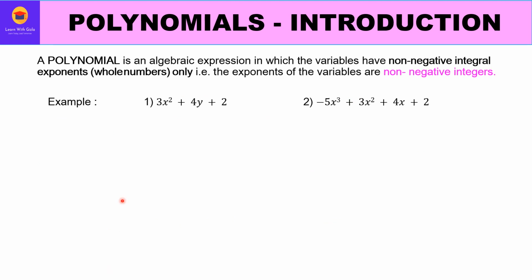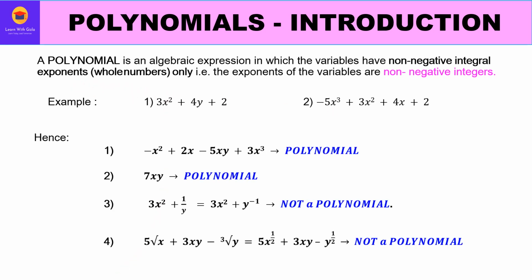So now we can say a polynomial is an algebraic expression in which the variables have non-negative integral exponents, that is whole numbers only. That is, the exponents of the variable are non-negative integers, right? We cannot have minus in the power. The exponents of the variable have to be non-negative integers. It is always positive, or it can have 0 also. So that's why we say whole numbers, right?